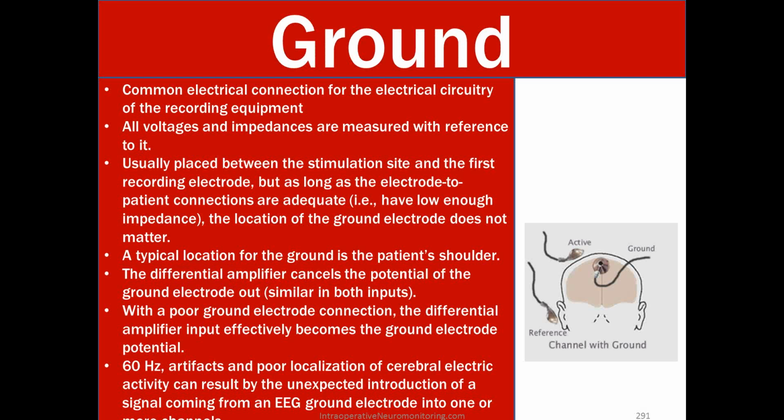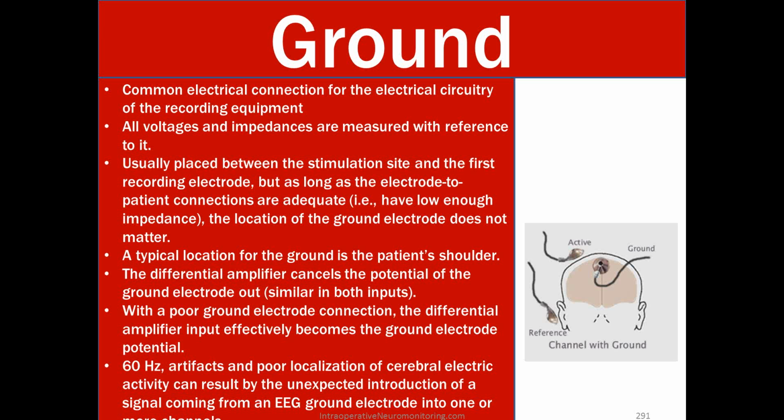The ground is the common electrical connection for the electric circuitry of the recording equipment. All voltages and impedances are measured with reference to it, usually placed between the stimulation site and the first recording electrode. But as long as the electrode-to-patient connections are adequate, or you have low enough impedance, the location of the ground electrode does not really matter that much. A typical location for the ground is the patient's shoulder.